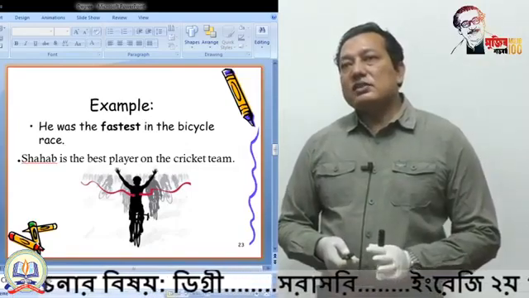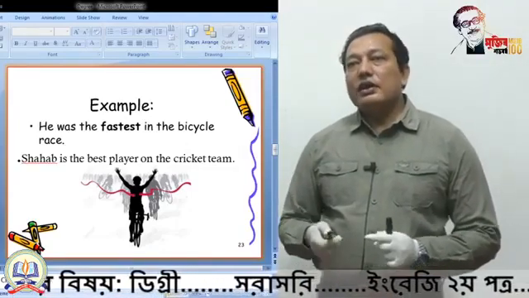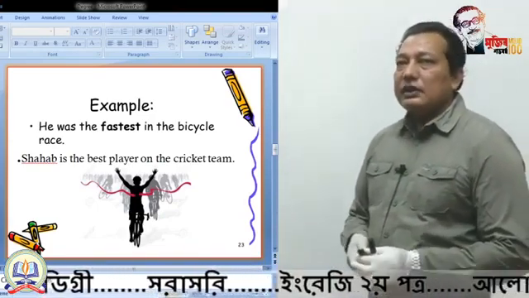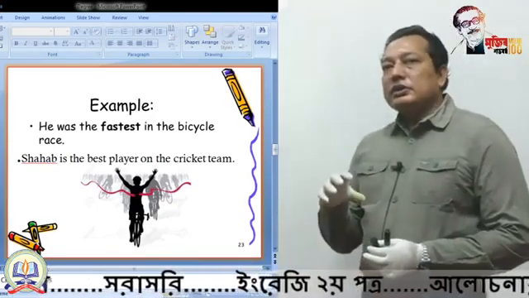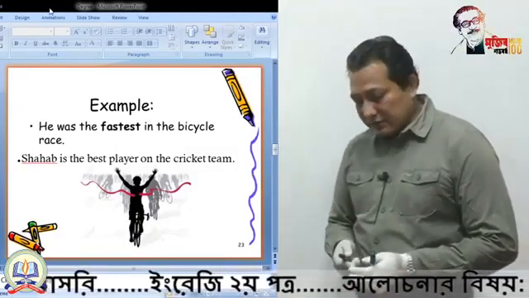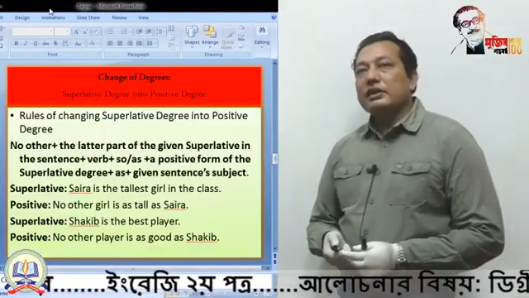He was the fastest in the bicycle race, or Shabab is the best player on the cricket team. That means here we are denoting that he or Shabab is the toughest, the best. This is called the superlative degree.